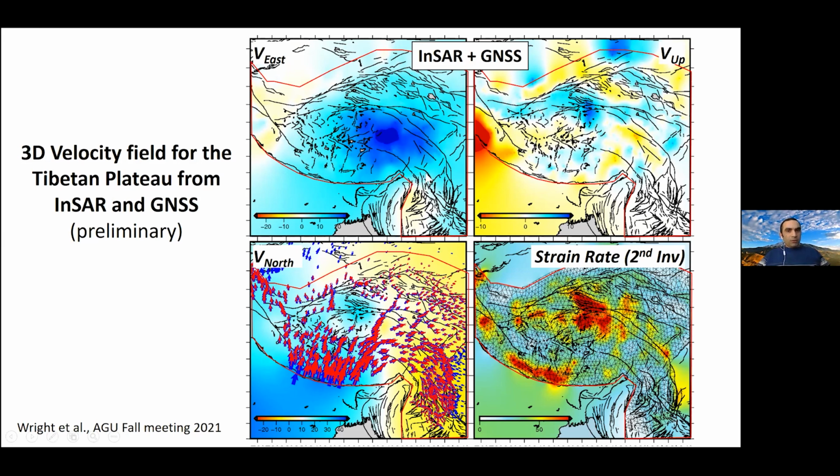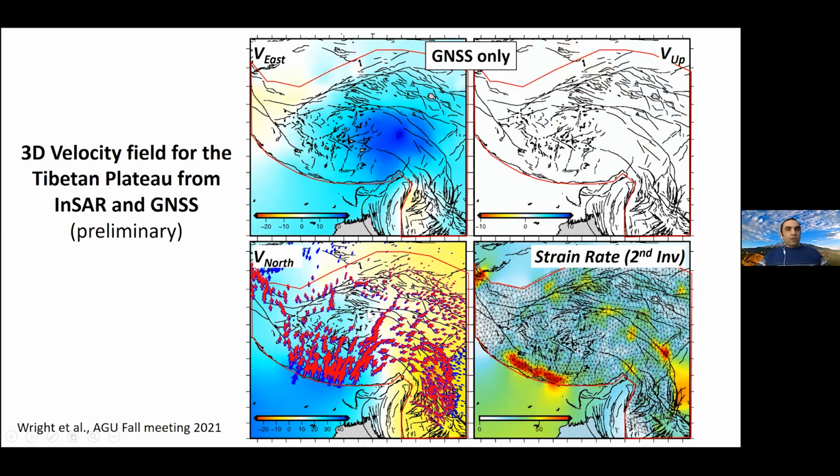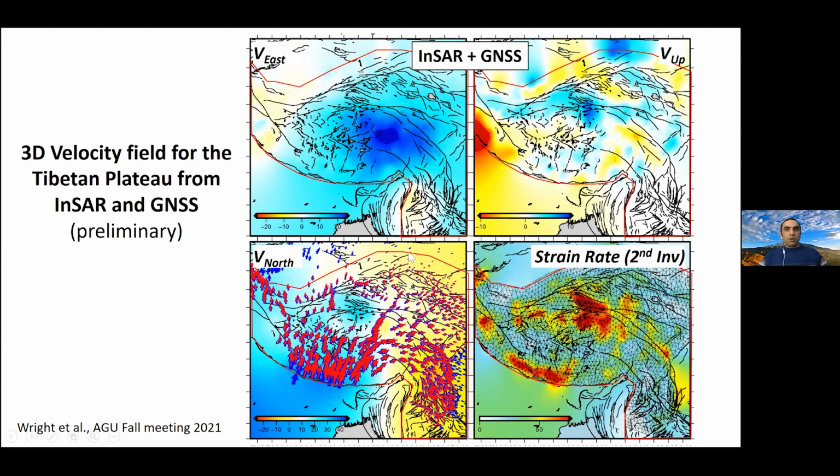The eastward motion of central Tibet is clear in the east-west velocity component, as you can see in the top left figure. We can also see a good fit of the velocity field with the GNSS data in the bottom left plot. So if we compare this to the velocity where only the GNSS data were employed, as you can see here, the GNSS-only velocity field is much smoother, as was expected. As you see in this one, which is using both the InSAR and GNSS, there are much more details when using both sources of information for obtaining the velocity field.